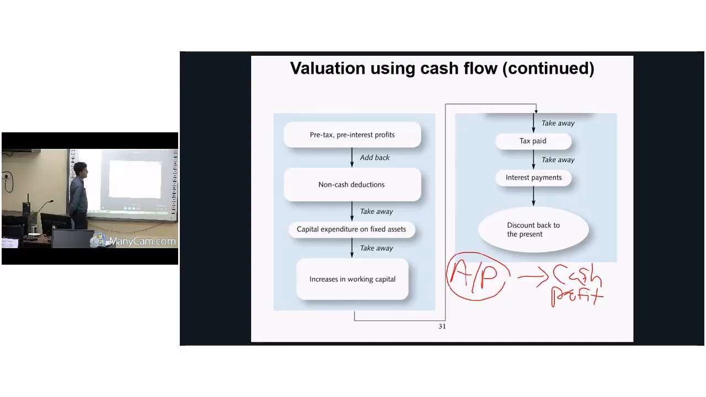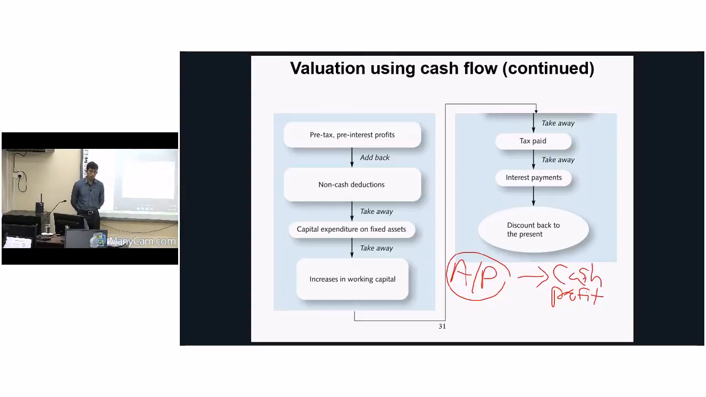And then we add back all the non-cash deductions. What do you mean by that? Say we have already depreciated our assets. When we depreciate our assets, obviously we treat it as an expense and put it in the income statement. So when you put it in the income statement, your profit will be reduced, but it is not a cash item. Therefore what we do is we add back the amount of depreciation, so that you will get the actual cash profit.